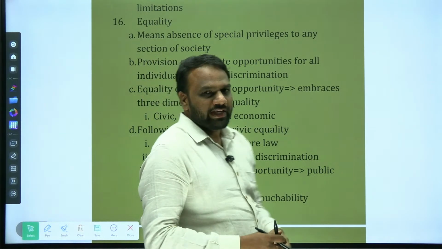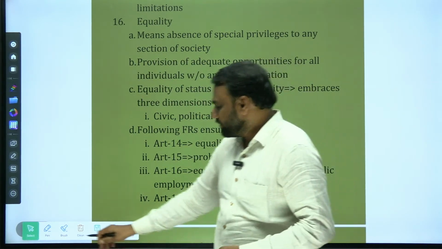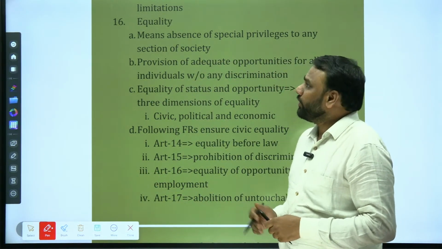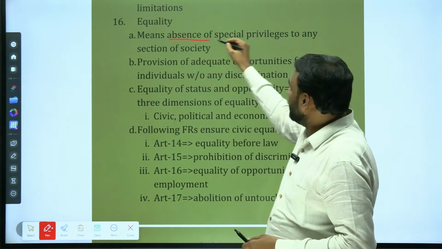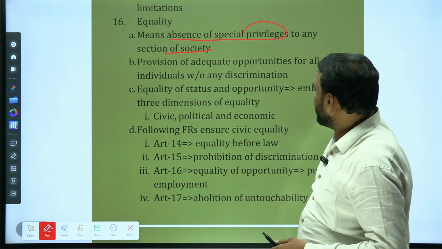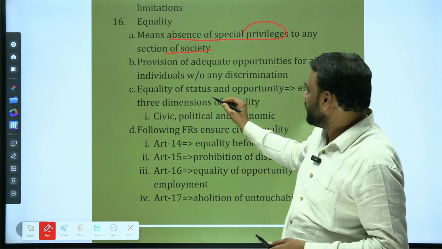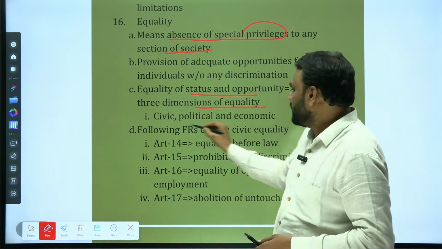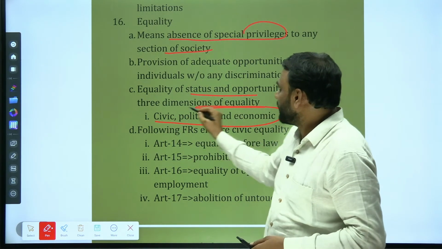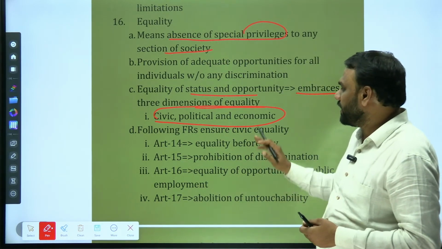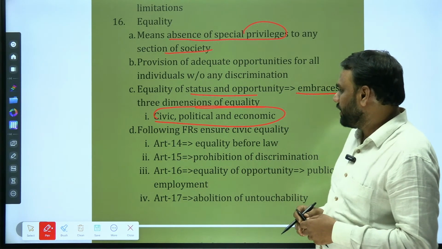Okay, next, equality. Now some of the terms might appear similar to you. Equality means absence of special privileges to any section of society, and provision of adequate opportunities for all without any discrimination. Equality of status and of opportunity embraces three dimensions of equality: civic, political, and economic. So equality speaks about three different types: civic equality, political equality, and economic equality.